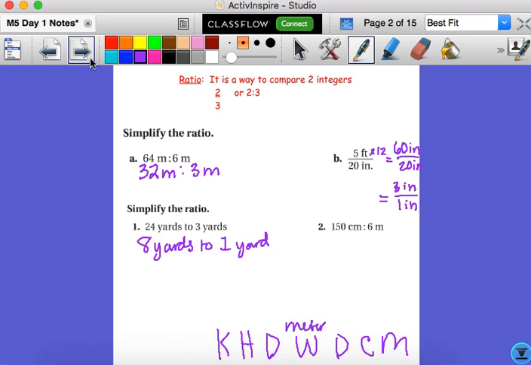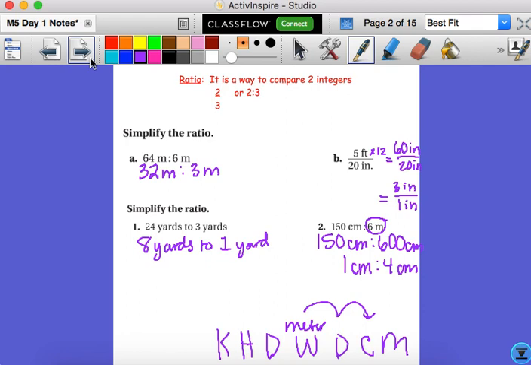So at this point, I've got 150 centimeters and 6 meters. It might be easier to exchange this guy. So if I look at the meter that's here, I'm going to go right twice, which means I need to move my decimal to the right 2 times to get to centimeters. So I've got 150 to 600 centimeters. And that's kind of the nice thing about the metric system, is you're simply moving that decimal left or right. So at this point, both of these are divisible by 150. So 1 centimeter to 4 centimeters.